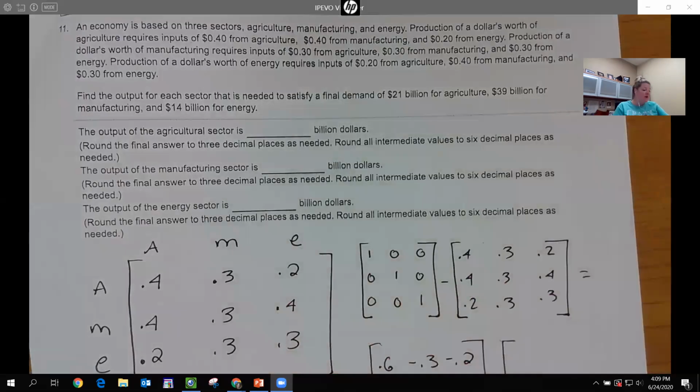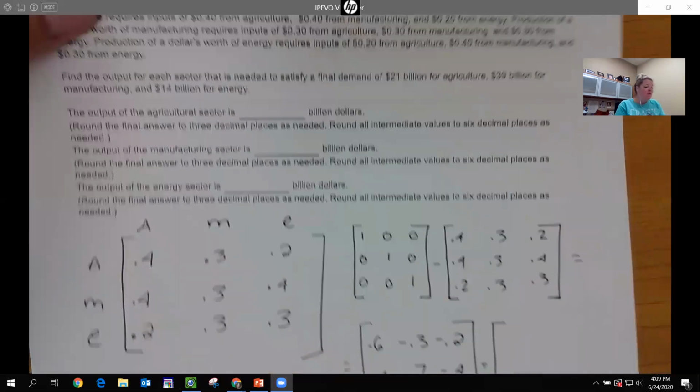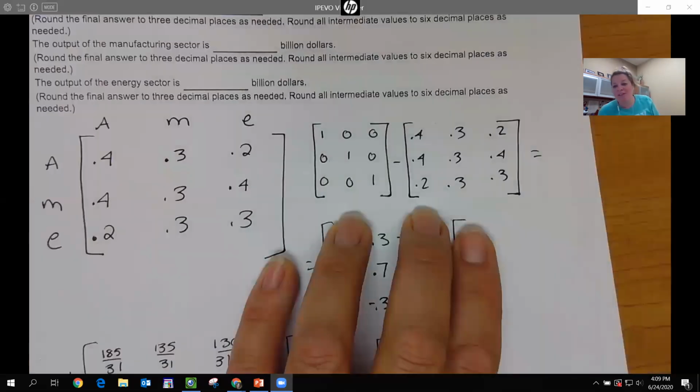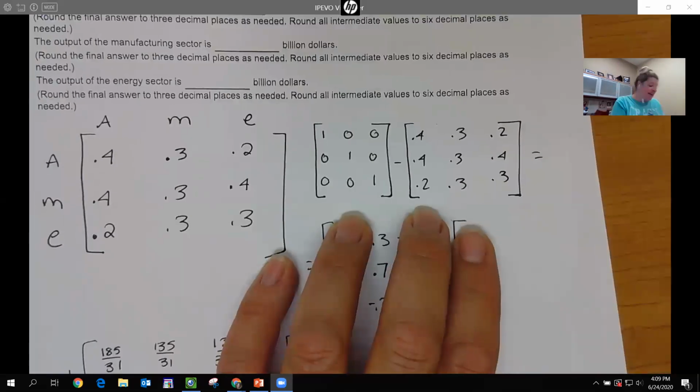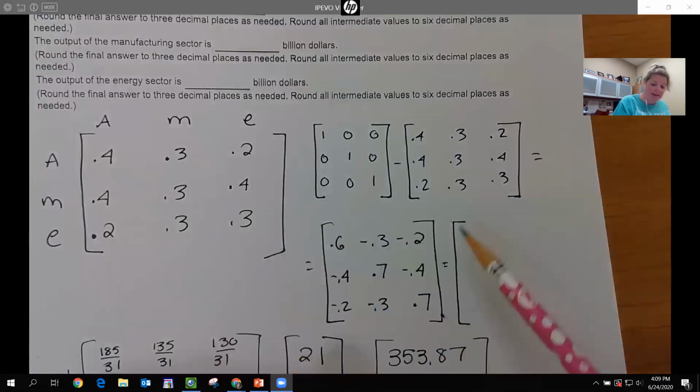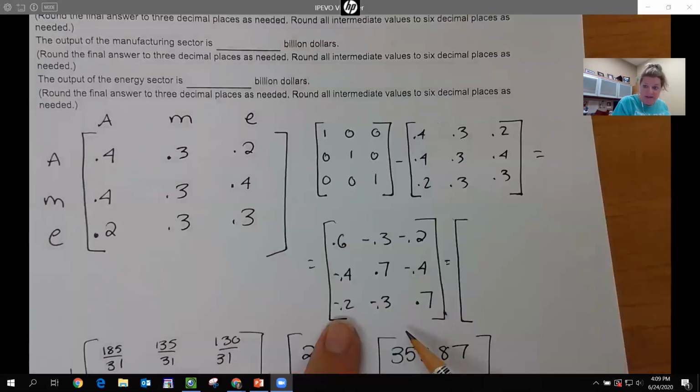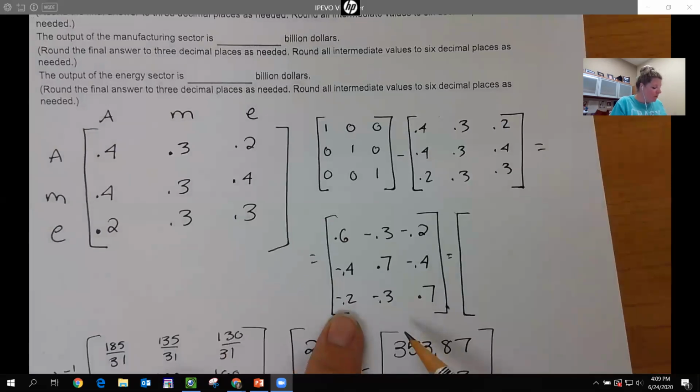So where do we start once we're doing an input-output? We start with subtracting off the identity. I always say it backward. Subtracting your matrix from the identity. So subtract those. I'm going to get here. Pause, do that, make sure you do it right. What would be the next idea?